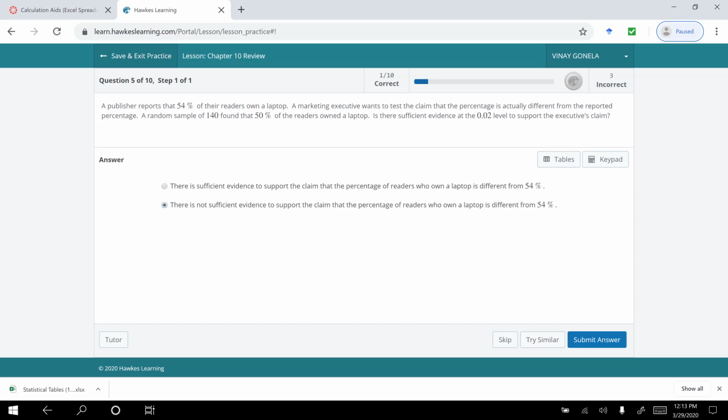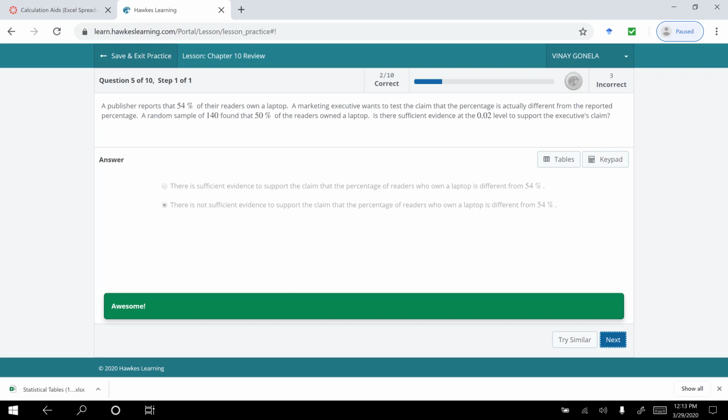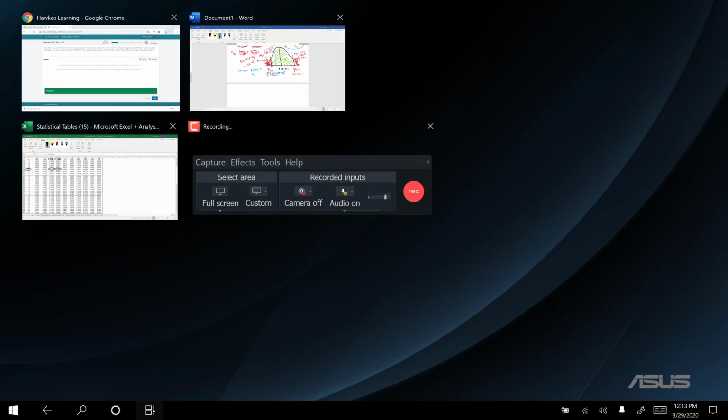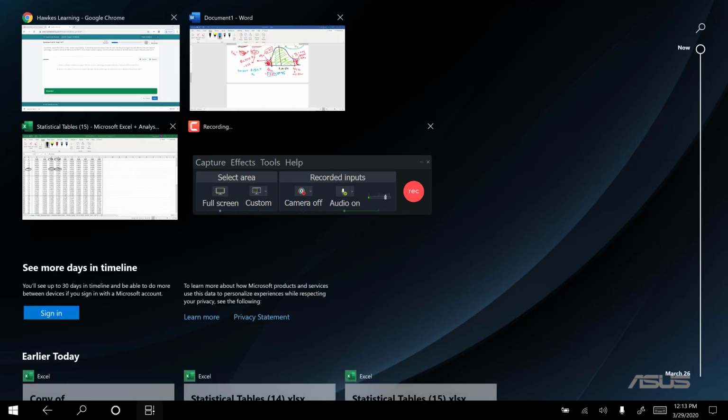When we say the publisher's claim is true, which is 54%, and it's different from 54%, there is not sufficient evidence. So that's how you will answer this question. So I will go to our calculation aids and try to solve this problem using our calculation aids.